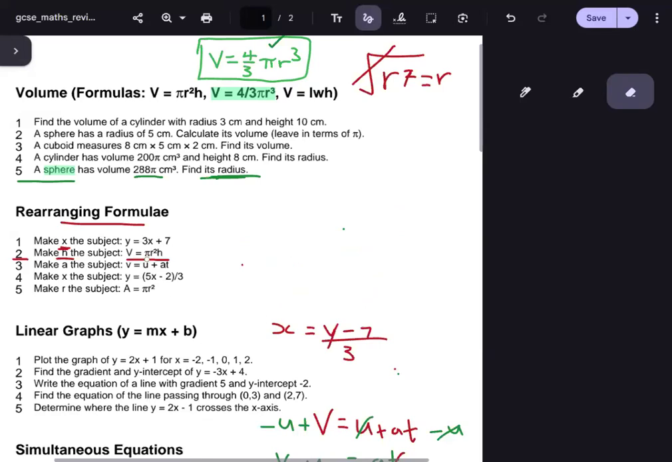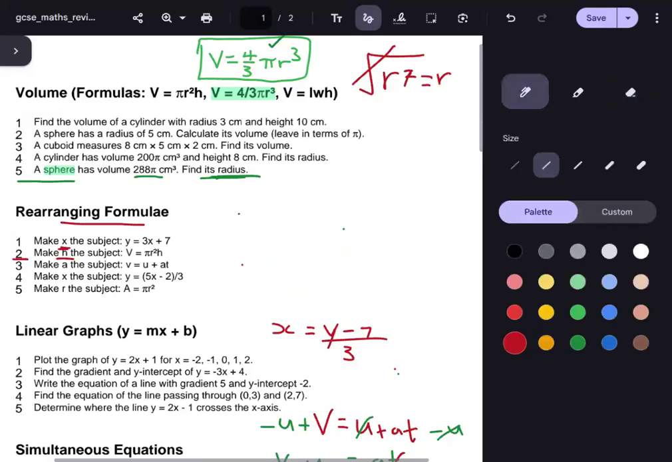Okay, all you need to remember here is you're doing the opposite operations, right? So V is equal to pi times R squared times H. What is the opposite of multiplication? Dividing. So remember, we're making H the subject of the formula, so we can divide both sides by pi and R squared. So let's do that.